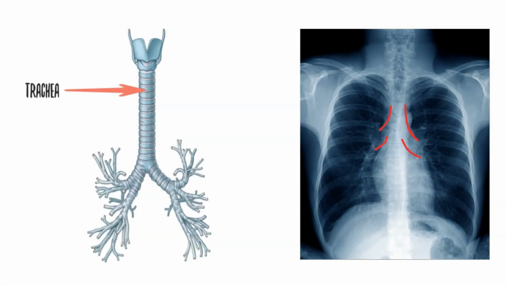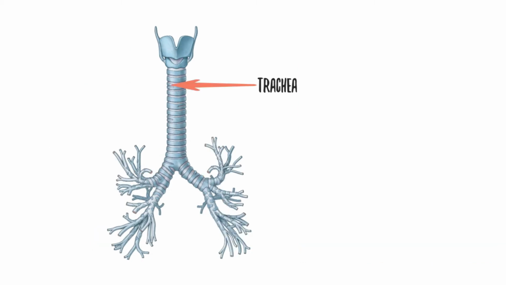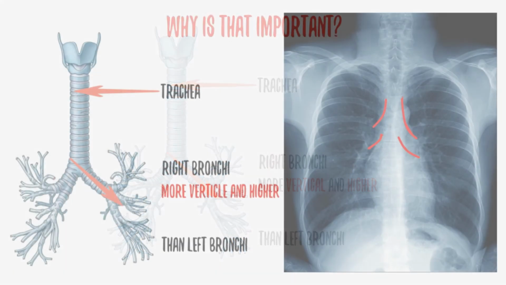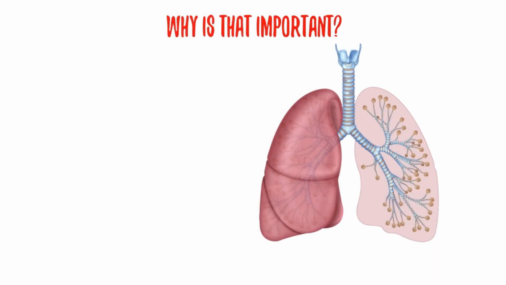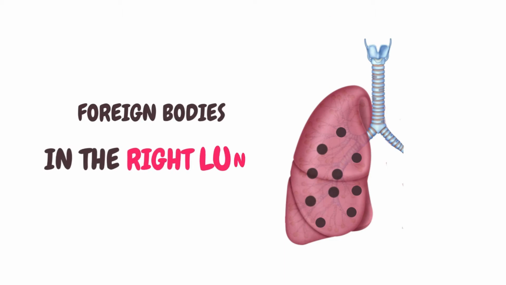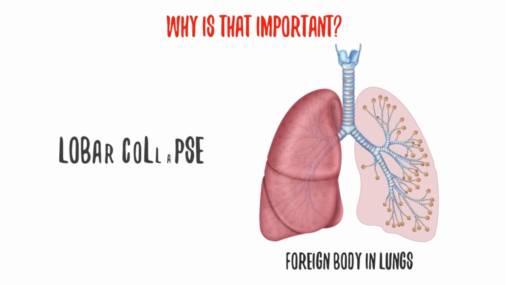This structure will then meet the bronchial arch and subdivide into the left and the right main bronchi. Now, it's important to consider that the right main bronchus is slightly more vertical and higher compared to the left. So why is that important? Well, it's important because in cases of a foreign body ingestion, the foreign body is much more likely to enter the right main bronchus as opposed to the left, and that's where you'll find your foreign body, and eventually you might have a lobar collapse.